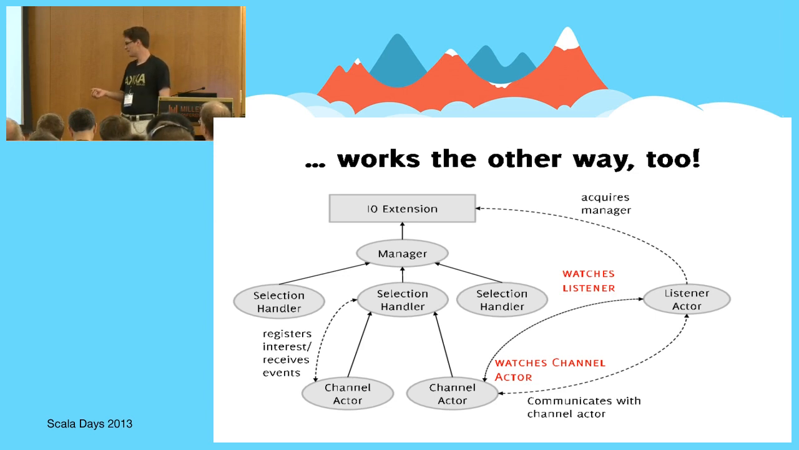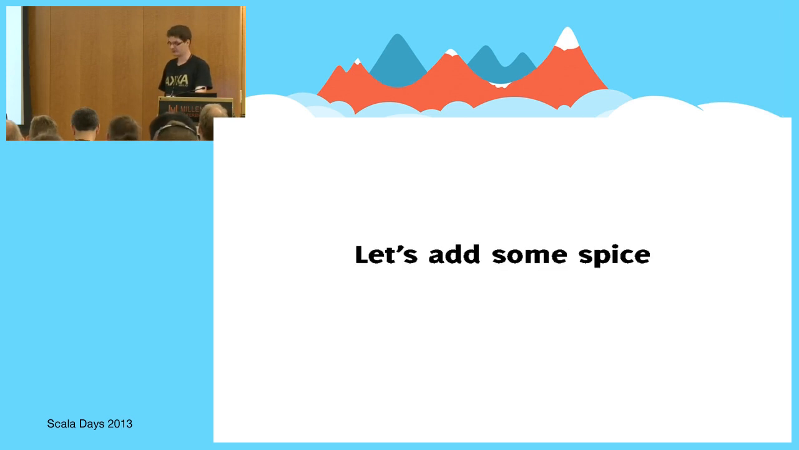And it works in the other direction too. So if we actually happen to have a bug in Akka, or some other flaky thing happens, the listener can also watch the channel actor. So if the channel goes away, it dies, it ends working, then we can handle that. We are notified about that. So this is, again, a very nice thing that actors provide us, and that's why actor-based APIs are so nice for this kind of work.